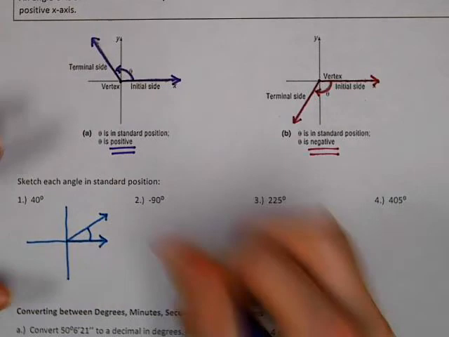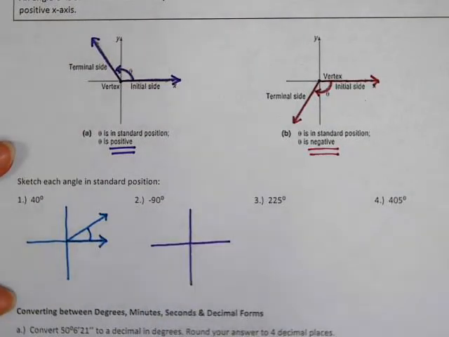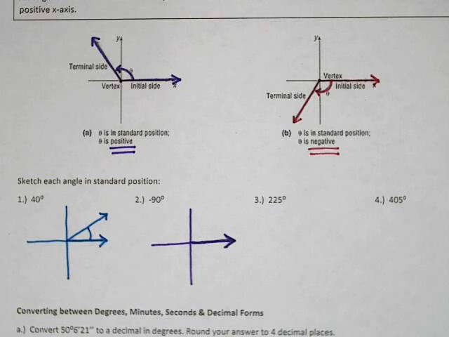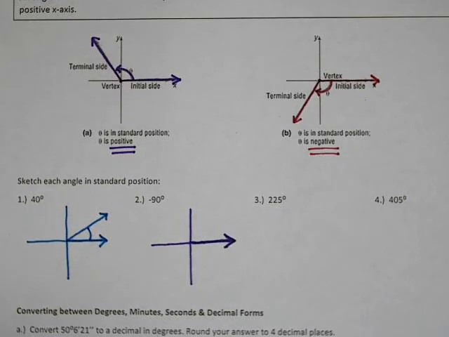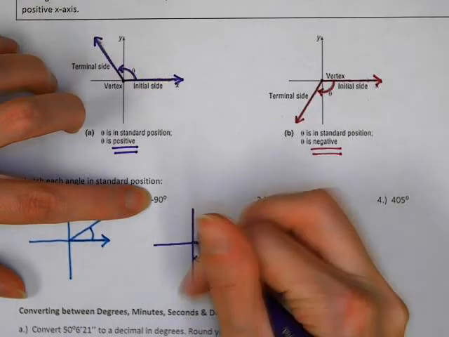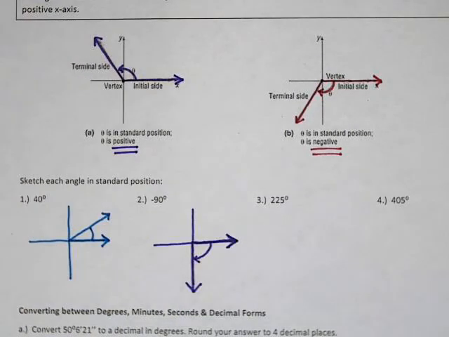Okay, number 2. Now this one says negative 90. So again, the initial ray will be on the positive x-axis. And then since it's negative, we want to go clockwise. 90 degrees is just right here. So that angle would be negative 90.